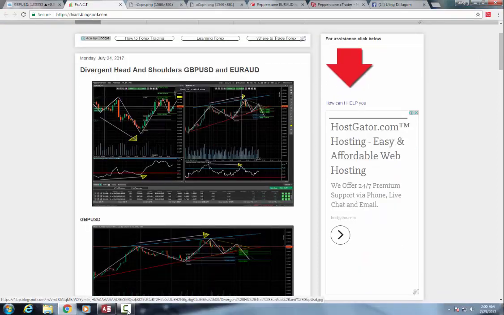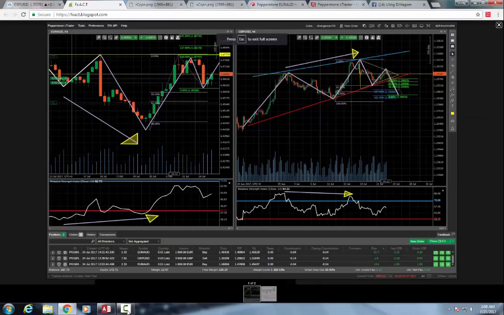There you go. Yes, this one. It is on GBPUSD and EURAUD. Yeah, that's it. So currently it's not yet, it's still ongoing. The trade is still ongoing and it is now very, very promising.